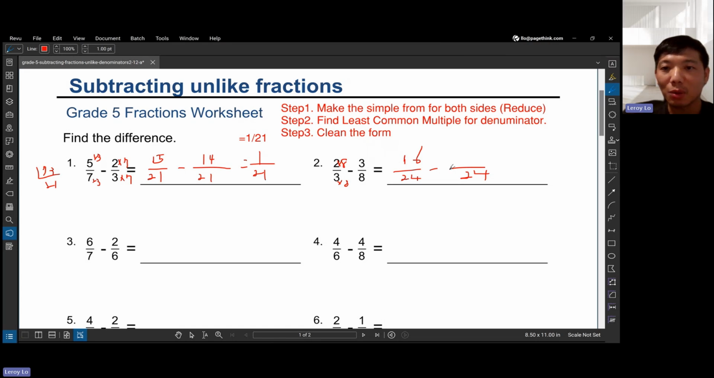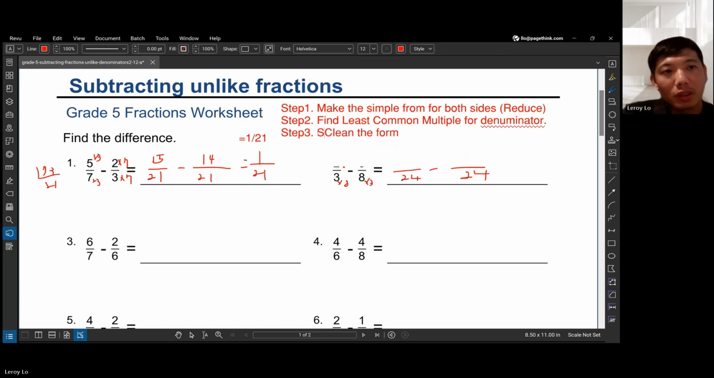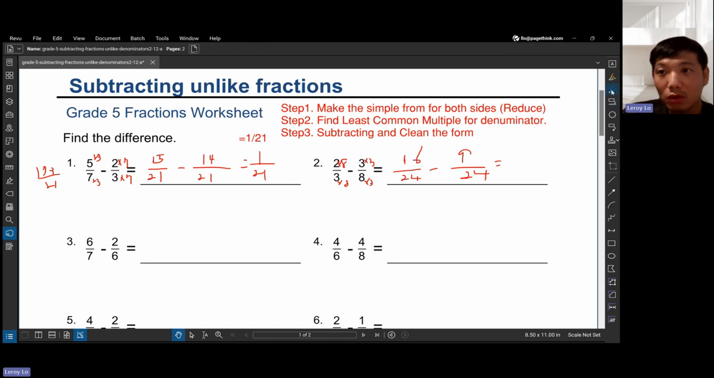And minus, I put minus here, 3/8. So from 8 to 24, we times 3, I put here, just as a memorization. So 3 also need to times 3, since the bottom also times 3. So 3 times 3 will give you 9. So now we can clean the form, we can do the subtractions, which is step 3. Subtractions. So now you have 7/24.